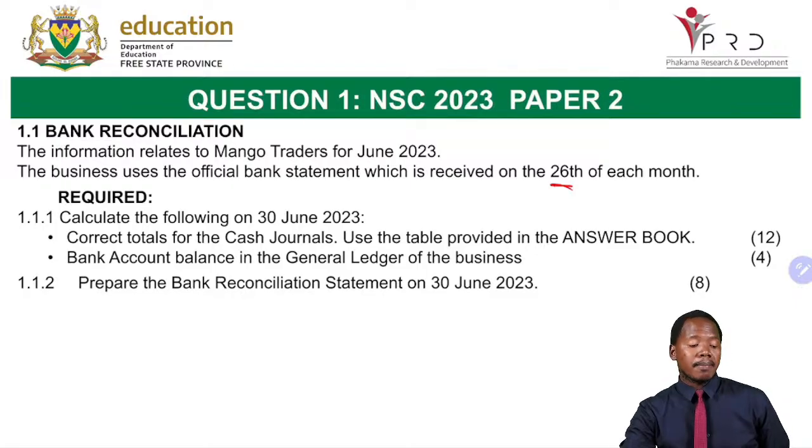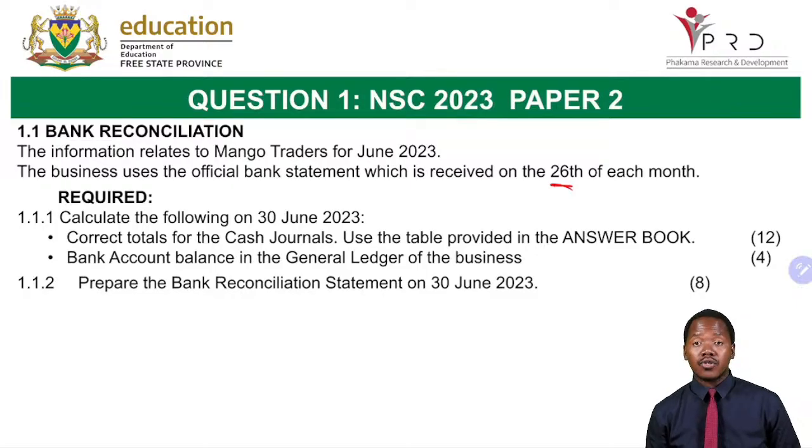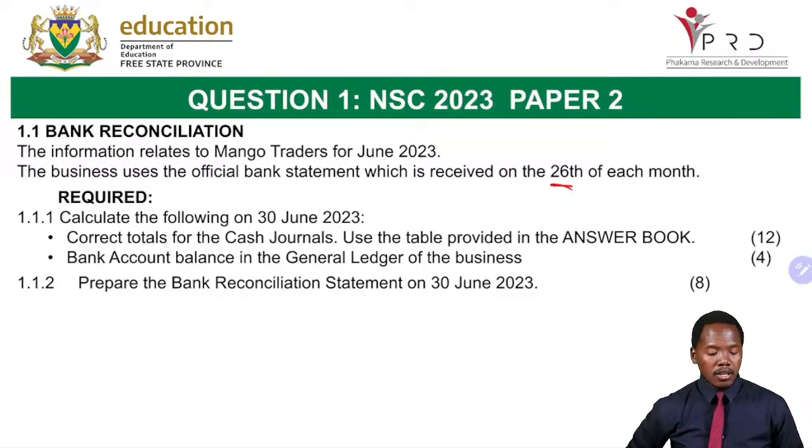1.1.1, what are we expected to do? We are expected to calculate the following on the 30th of June 2023. Correct totals for the cash journals. Use the table provided in the answer book. So we're going to refer to the table for us to complete the correct cash journal. Meaning you don't draw your own, it will be given to you in this activity. And then after that, we are going to calculate the bank account balance in the general ledger of the business for 4 marks. And then lastly, we prepare the bank reconciliation statement on the 30th of June 2023. This is for 8 marks.